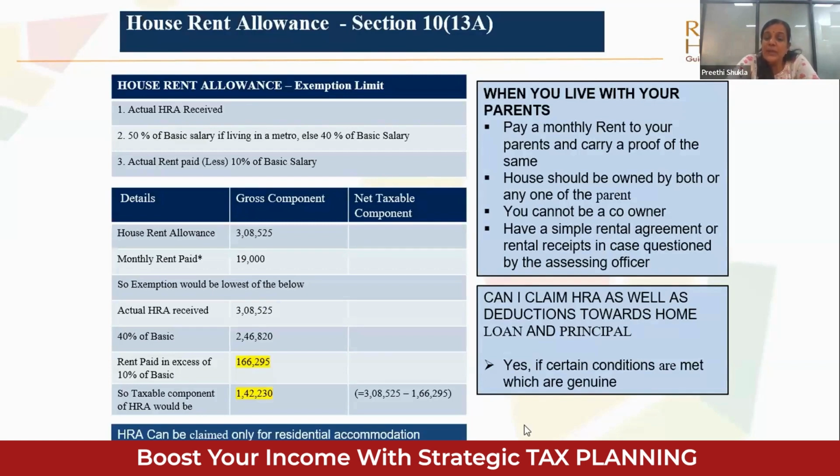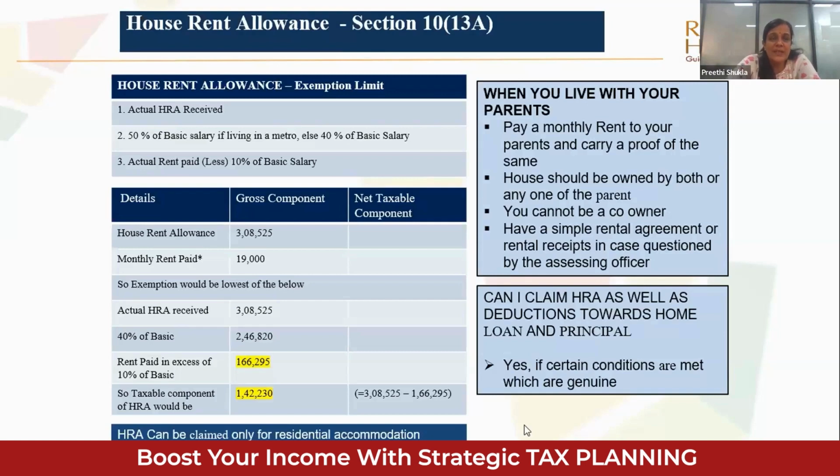The second thing is, when you live with your parents, can I claim HRA? Yes, you can claim HRA when you're living with your parents, but please make sure you have some kind of a formal agreement. There is proof that you're paying rent to your parents. In case you're questioned, you may have to show the bank receipt, bank transfer proof, and the house should be owned by any one of the parents. Okay, you cannot be a co-owner. Make sure you have some simple agreement just as a backup.